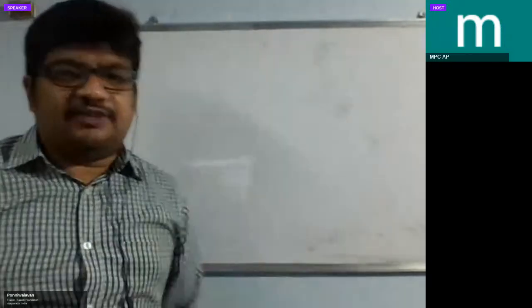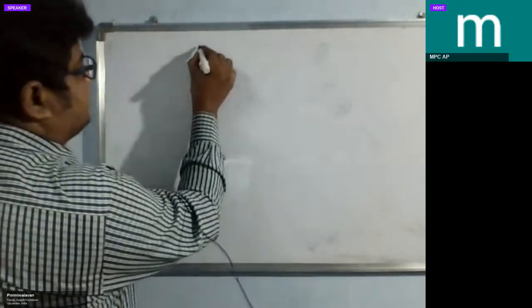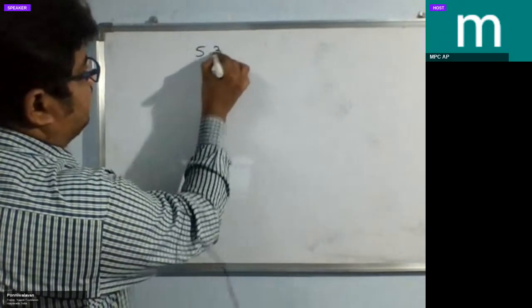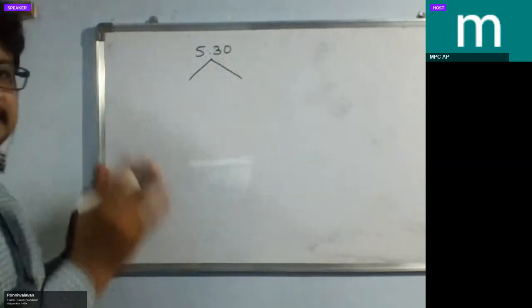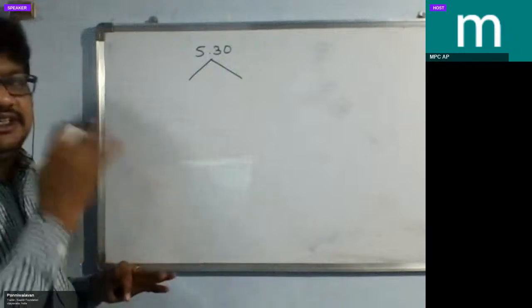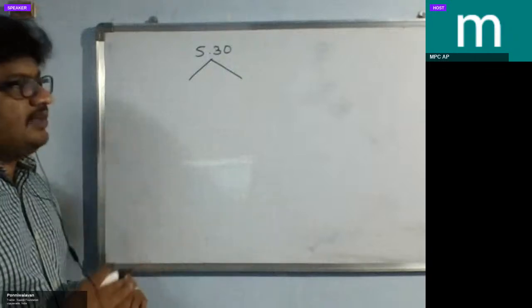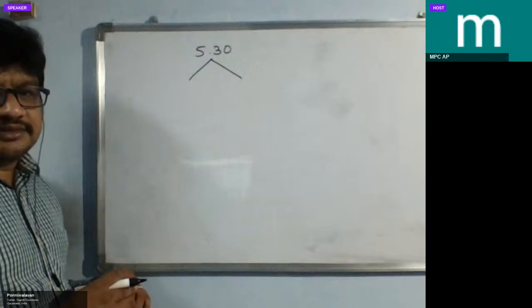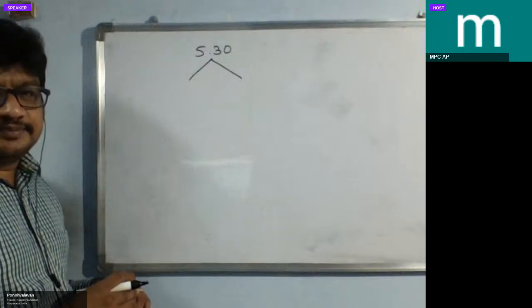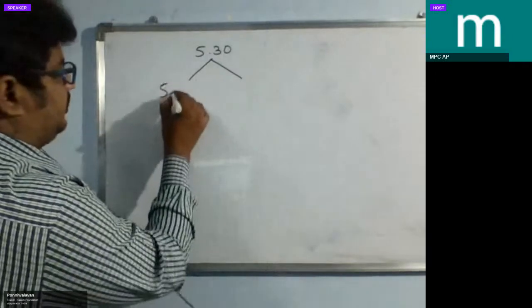Listen, for these types of questions, there is no need to write all those things directly. We can go for one step. For example, listen carefully. If the bus time is 5:30 now, and the first day he went 10 minutes late, at what time did he reach? 5:40. Very good.